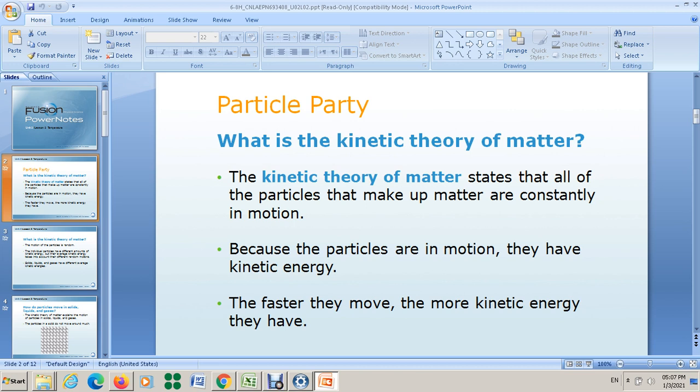The first thing we have to focus on, the kinetic theory of matter states that all of the particles that make up matter are constantly in motion. And as a result, because these particles are in motion, for sure all particles have what? They have kinetic energy. And you have to know, the faster they move, the more kinetic energy they have.